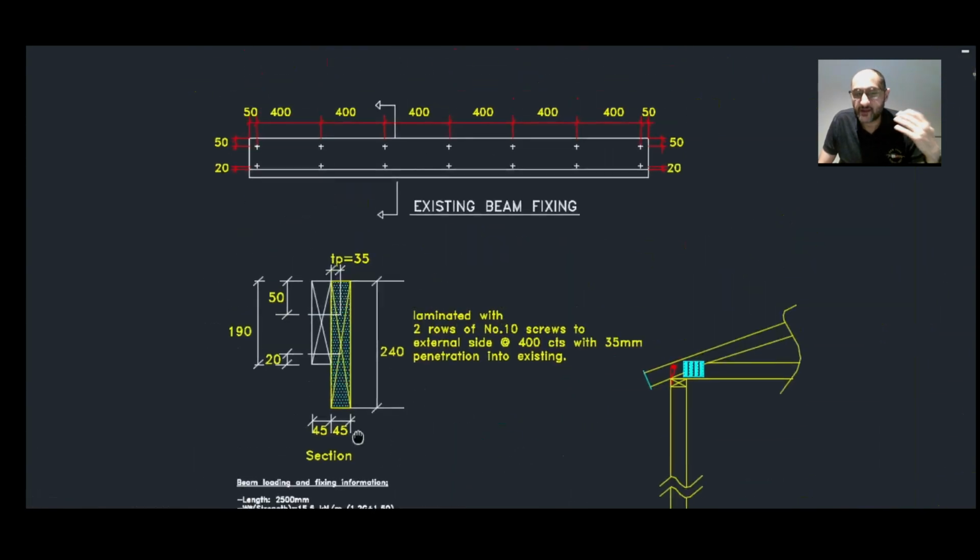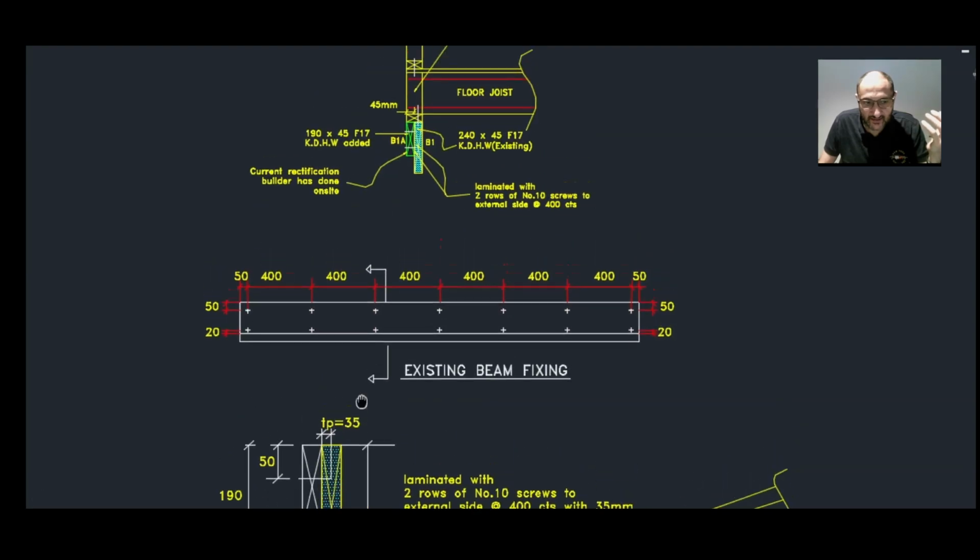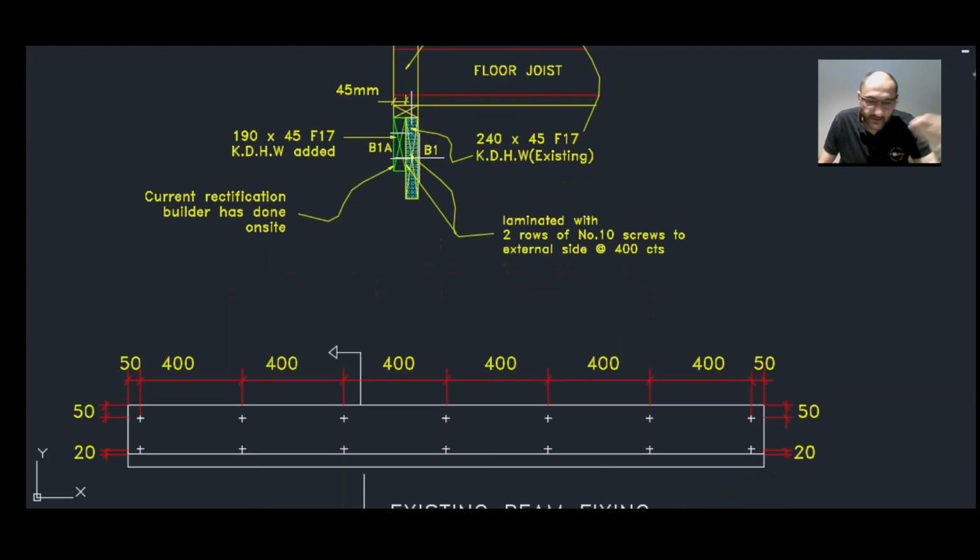Now, the common question that one may ask is, what if a single 240 by 45 beam was satisfactory in strength and serviceability? Can I leave it as it is? Or can I just maybe use a nominal nailing plate with nominal fixings to the outside? That's a very valid question. Now, before we answer that, we need to ask ourselves follow-up questions, okay?